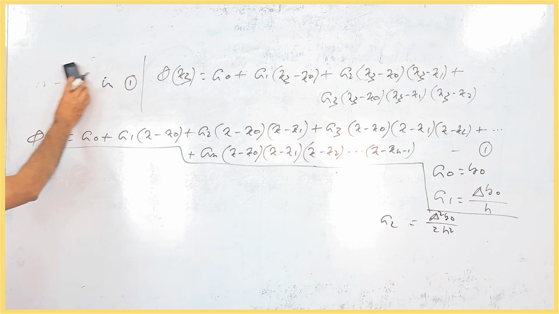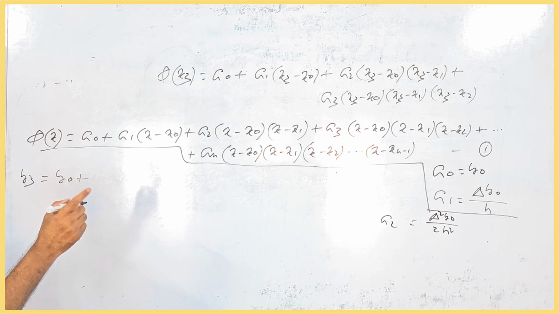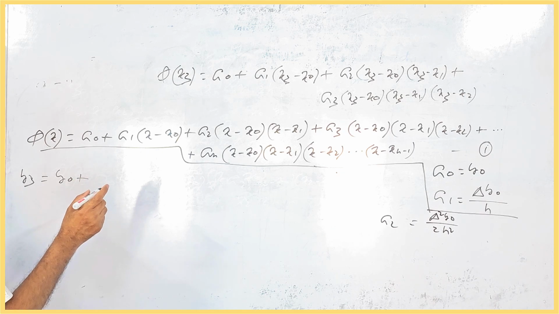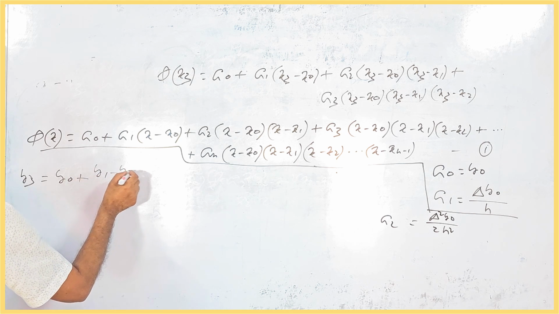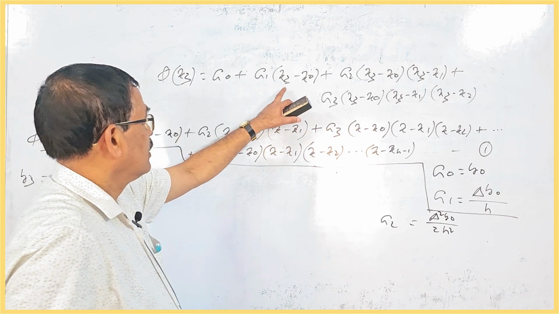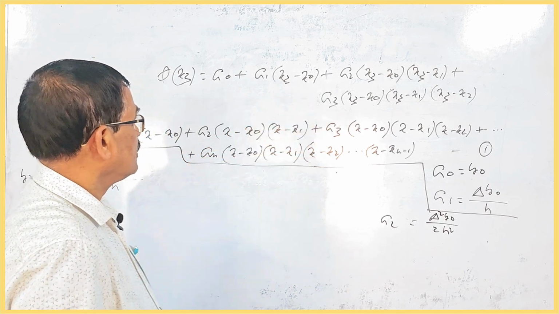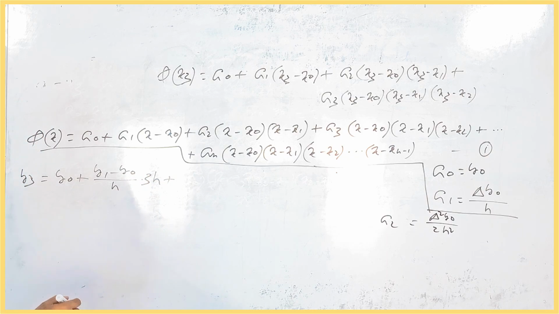So if I put the corresponding values, on the left hand side I will get y3 equal to A0, which means y0, plus A1. A1 means delta y0 by h, which means y1 minus y0 divided by h. And then x3 minus x0, so this is 3h. There are 3 steps. Plus A2.